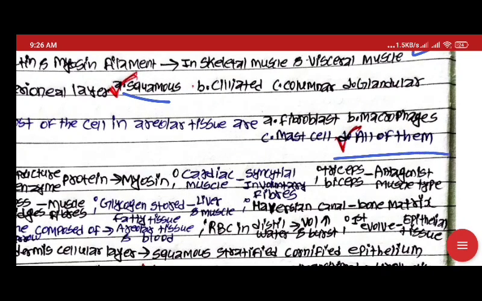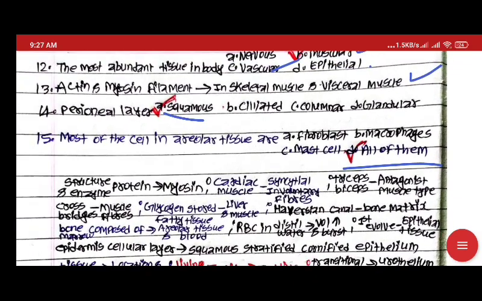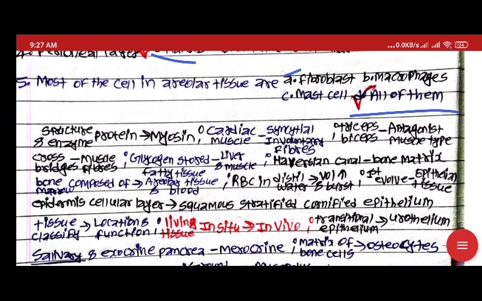Now most of the cells in areolar tissue are... all of them are given, so you should select all of them, but the most abundant should be what? Fibroblast. If the question is asked and not all are given, then you should go with fibroblast. And mast cell. Now mast cell is known as an ovoid type of cell because it has different shape, structure and enzyme protein. Myosin. This myosin is the most active protein and most helpful, and it contracts also.